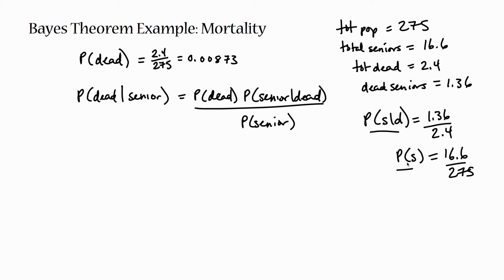So if I plug these back in over here, we get P(dead) is 0.00873. The probability of being a senior given that you died was 0.57, and the probability of being a senior was 0.0604, giving an overall conditional probability of dying if you're a senior citizen of 0.0824. So 8% of all senior citizens died in that year.